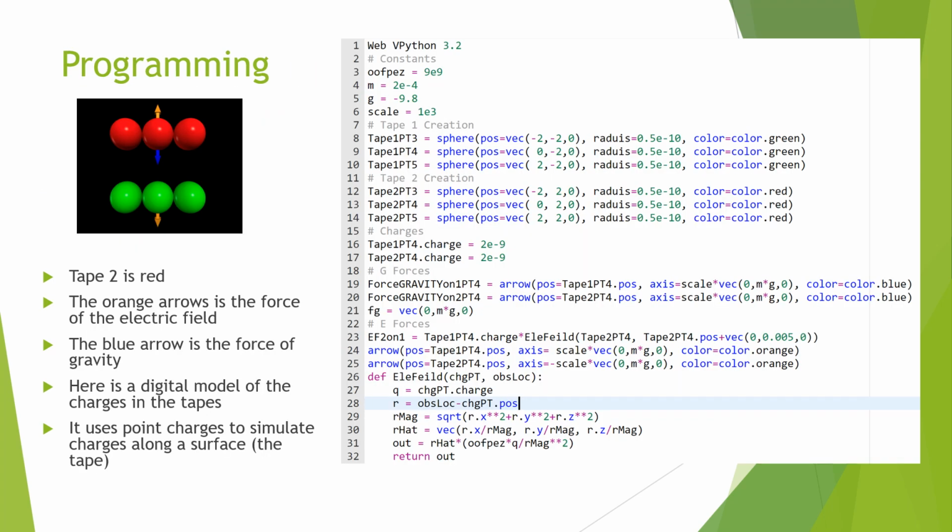Here you can see my programming slide and the code that I used to generate the two tapes floating experiment. The top piece of tape, the floating one, is red, and the bottom one is green. The orange arrows that extend upwards and downwards are the electric force exerted by the pieces of tape on each other. And the blue arrow is the downward force of gravity.